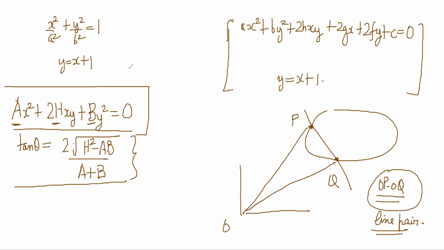So the method is this. Let's say this is my situation: this is my ellipse and this is my line, which cuts the ellipse in 2 points. I'll do it on the next page. x square by a square plus y square by b square is equal to 1. And the line is y is equal to x plus 1.